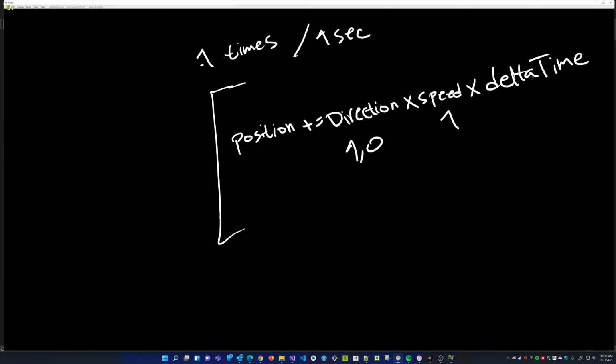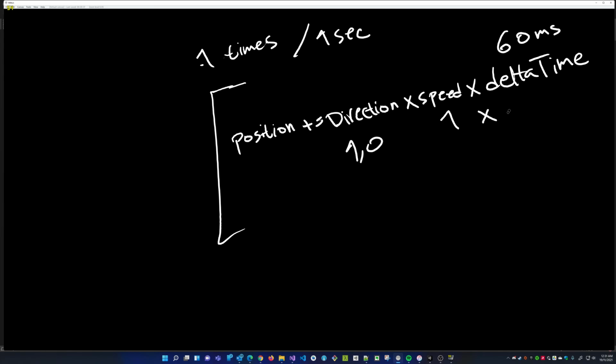Now, here is the thing. My speed is a constant, that doesn't change. My direction is constant, doesn't change. However, delta time is a variable, as in it increases and decreases depending on the frame rate. So delta time is the measure of how long a single frame is taking to render, right? And so if it's taking a long time to render a frame, let's say it's taking 60 milliseconds to render a single frame, right?